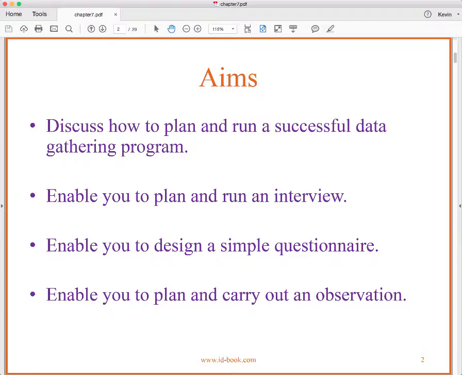So the aims that our authors have for us in this chapter is if we properly digest it and understand it, that we're going to be able to discuss how to plan and run a successful data gathering program. We would be able to plan and run an interview. We would be able to design a simple questionnaire, and we would be able to plan and carry out an observation. And of course, these are all tools and techniques that we learn about in the chapter.